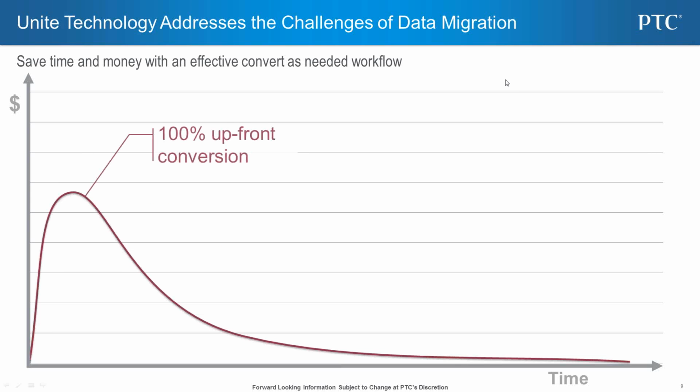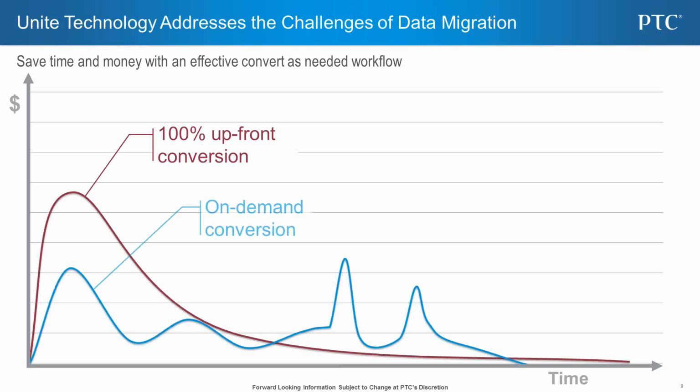So there's a number of different ways that that can be done. First of all, you could go through a process of doing 100% upfront conversion. So before you even switch, you're going to take all the legacy data that you've got and you're going to convert all of that information into your new format. Well, that's obviously a very time-consuming process. It has a very high upfront cost associated with it.